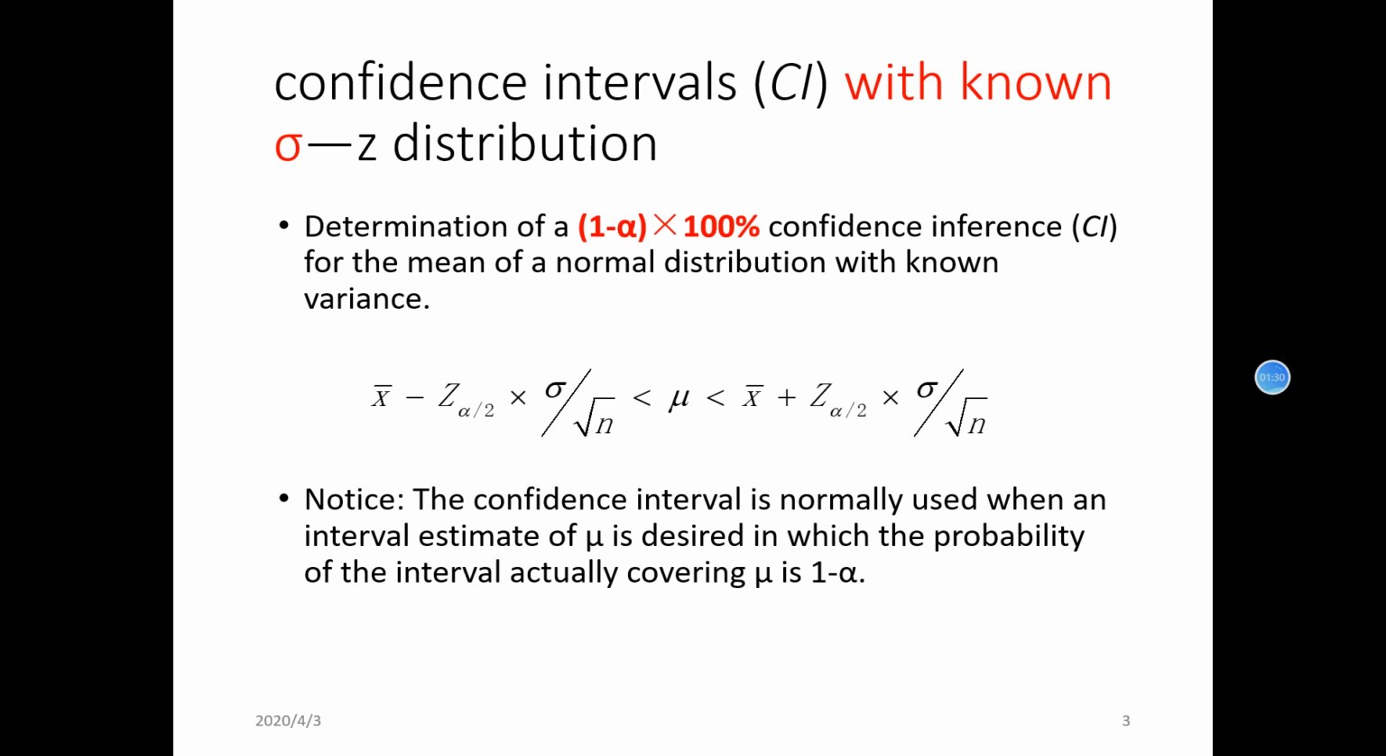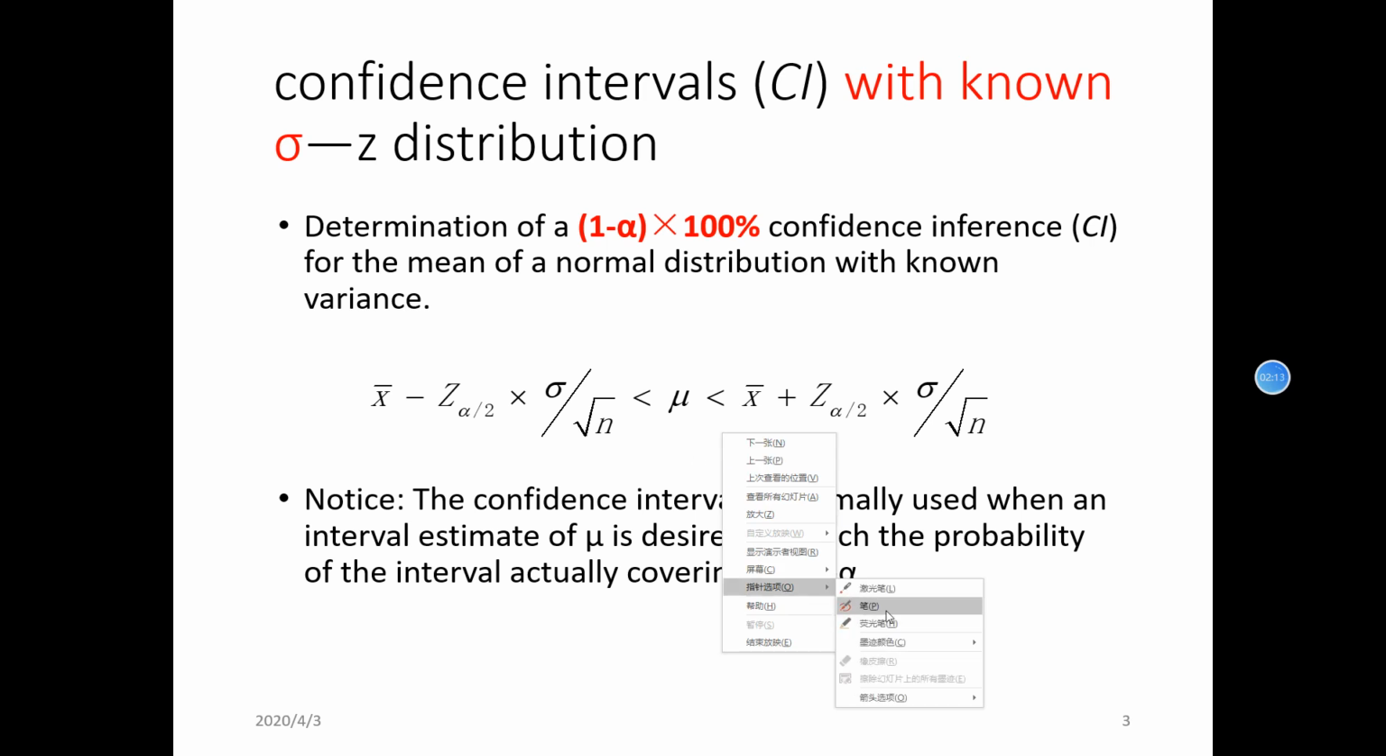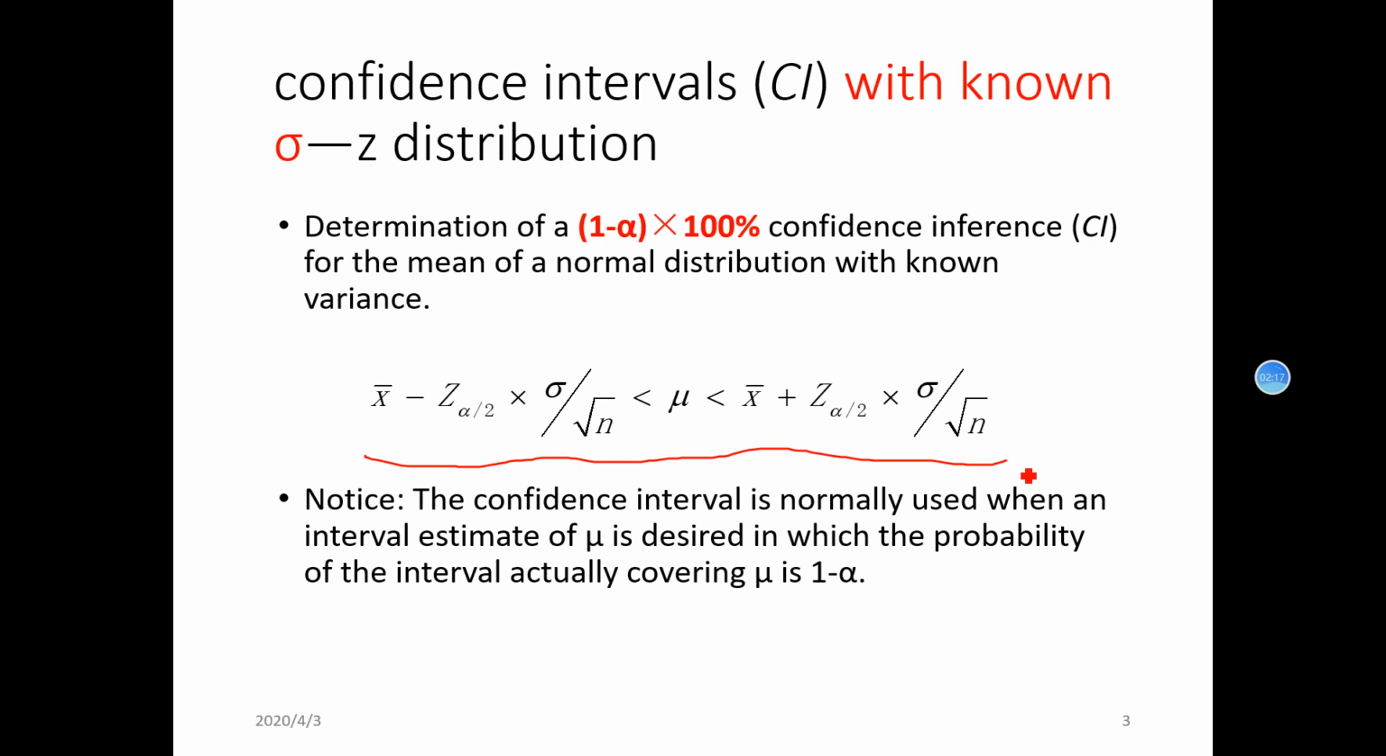And the difference between these two methods is the precondition. So the first method, which is based on z distribution, has the precondition of known sigma, namely the sigma is given. Okay, so here is the determination of a 1 minus alpha confidence interval for the mean of a normal distribution with known variance, or with known standard deviation of the population. We can use this formula.